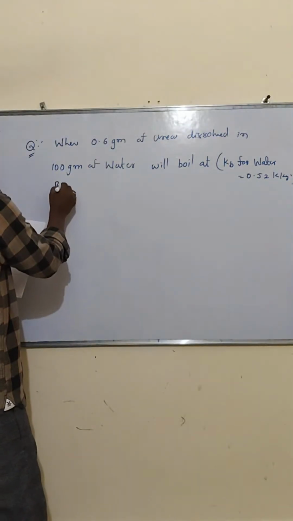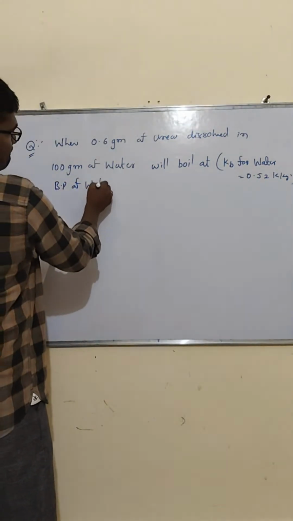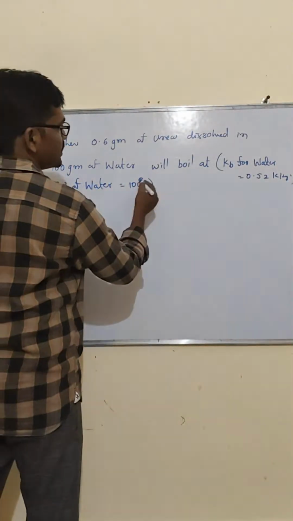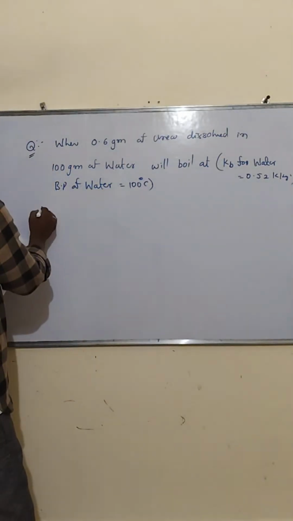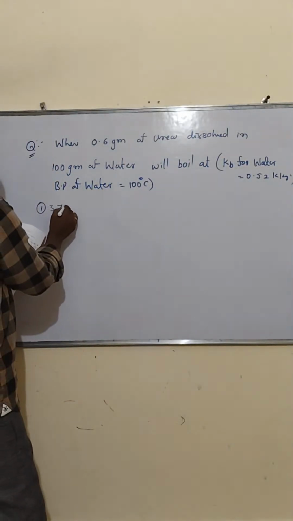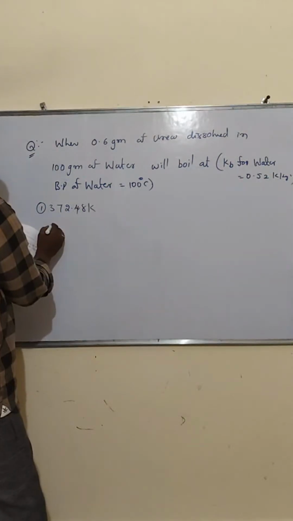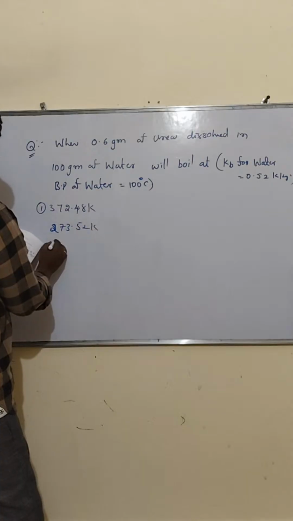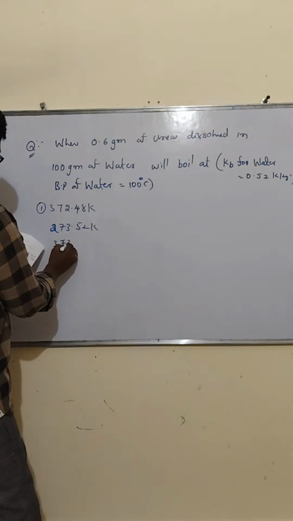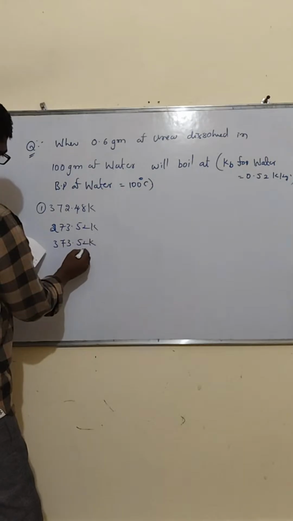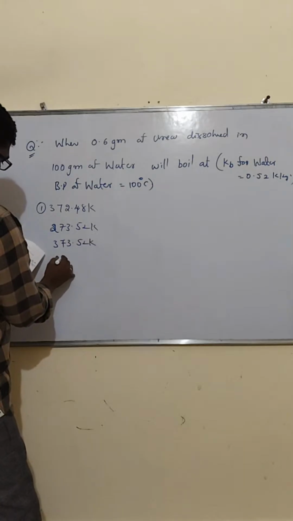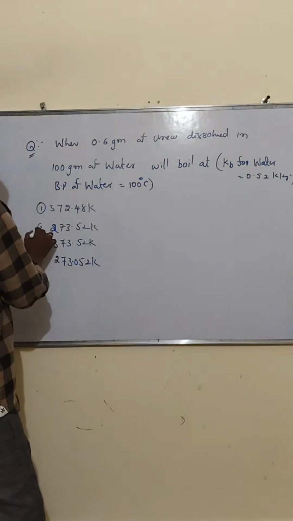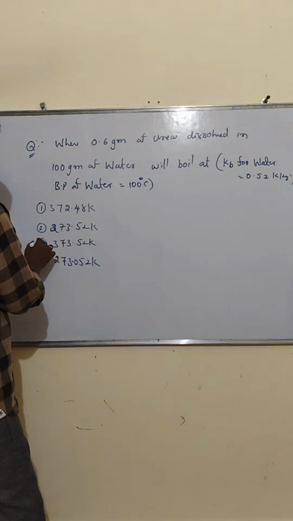Then the boiling point of water is mentioned: boiling point of water equals 100 degrees Celsius. So this is given in the data. Then options are given: 372.48 kelvins, 273.52 kelvins, 373.52 kelvins, then 273.052 kelvins.